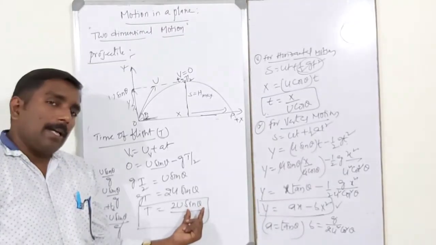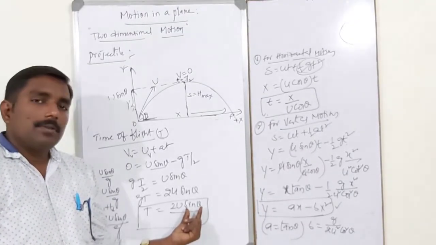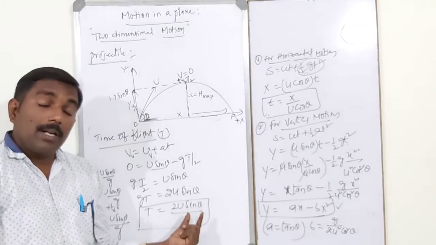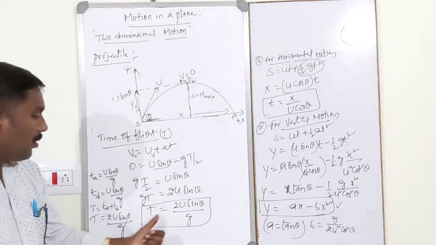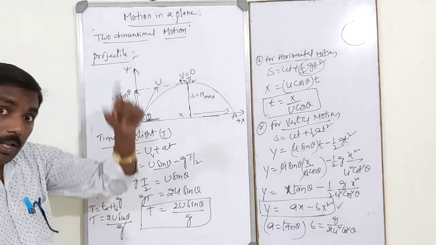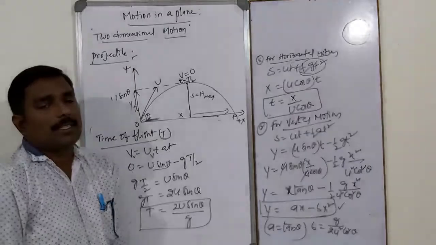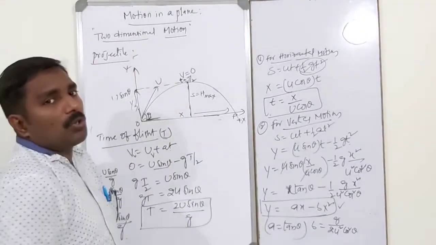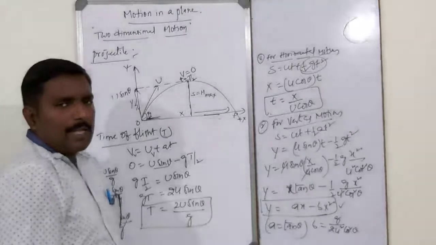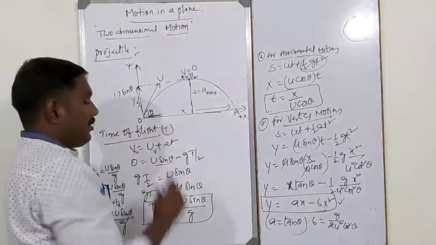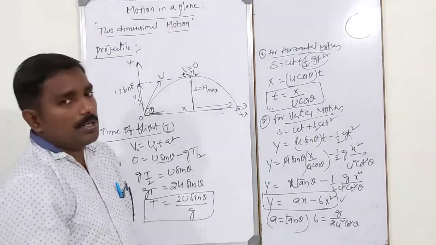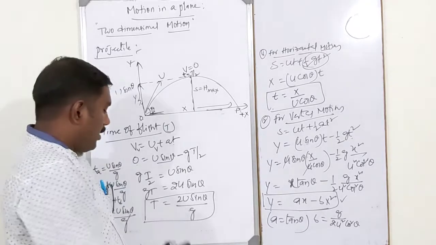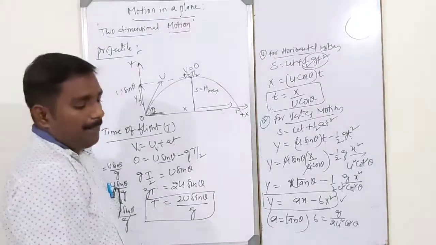So for what angle is time of flight maximum? Sin theta is equal to 1, that is nothing but theta equal to 90 degree. Theta equal to 90 degree gives T equal to 2u by g. That is only the vertical case. For vertical motion, time of flight is maximum. So in the direct case, vertical, theta equal to 90 degree, the body is projected vertically upwards. Time of flight is maximum.